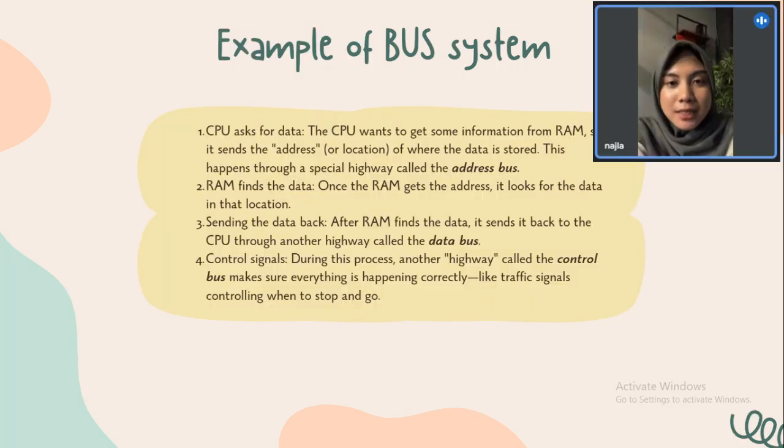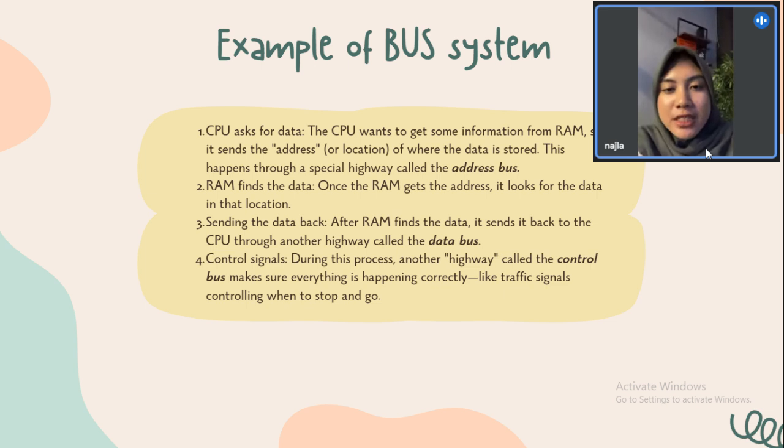Example of a bus system. First, the CPU asks for data. The CPU wants to get some information from RAM, so it sends the address or location of the data storage. This happens through a special highway called the address bus.